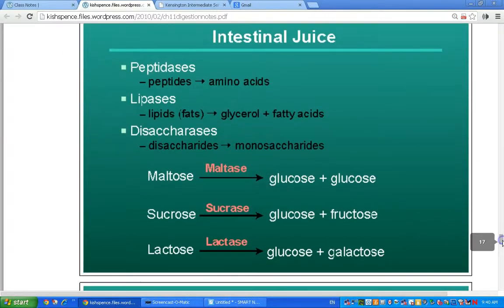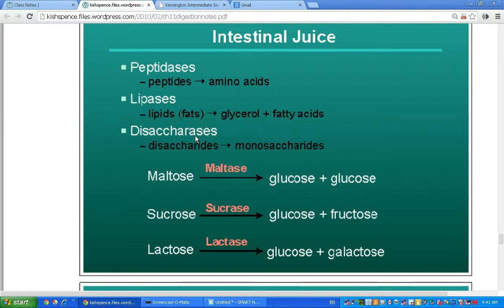The intestinal juice. So we said gastric juice. That was from the stomach, so glands in the walls of the stomach. The pancreatic juice is a solution from the pancreas, and it has enzymes in it. Well, the intestines make some too. So it's called intestinal juice, and intestinal juice has more of kind of what we've seen. So it has peptidases, like before, which break the peptides into amino acids. Lipases, which continue because the digestion is going to continue along the intestine for a bit. So the lipases are going to break down lipids or fats into glycerol and fatty acids.